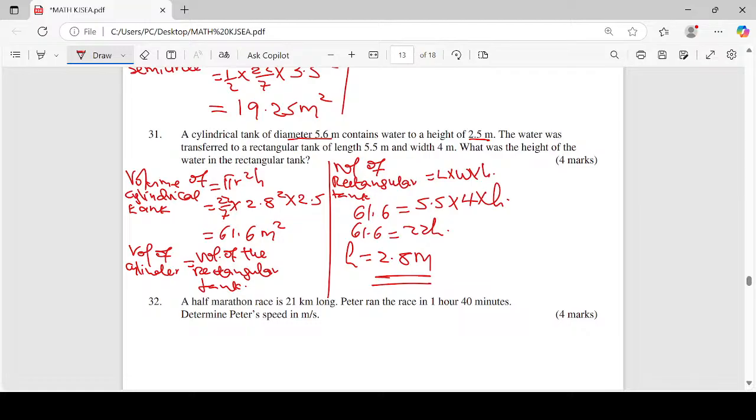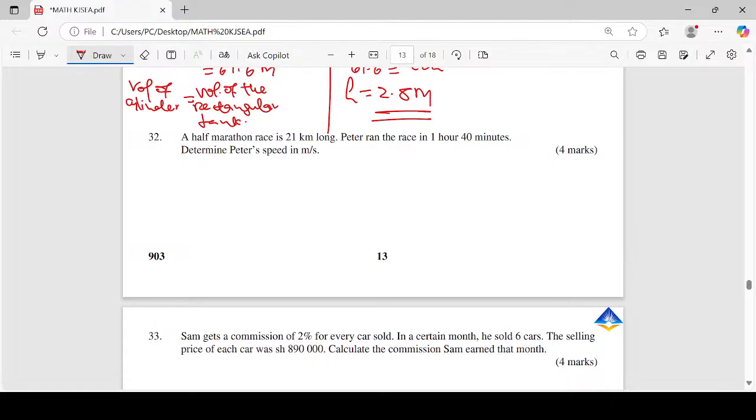Let's look at question number 32. A half marathon race is 21 kilometers long. Peter ran the race in 1 hour 40 minutes. Determine the speed in meters per second.